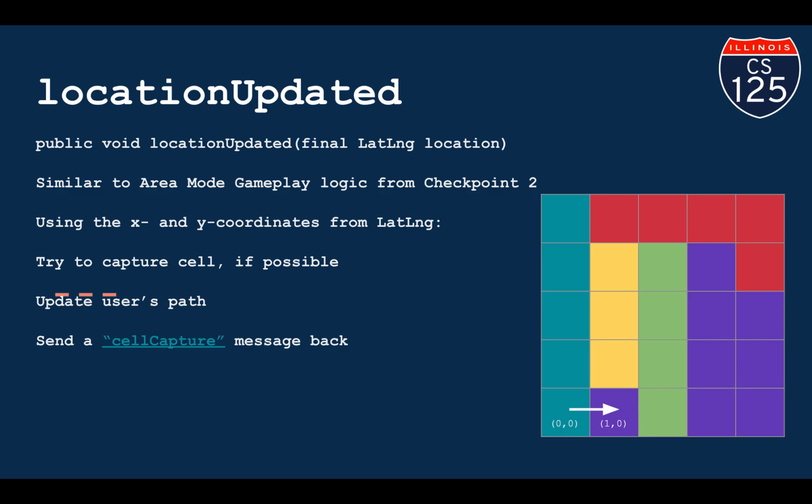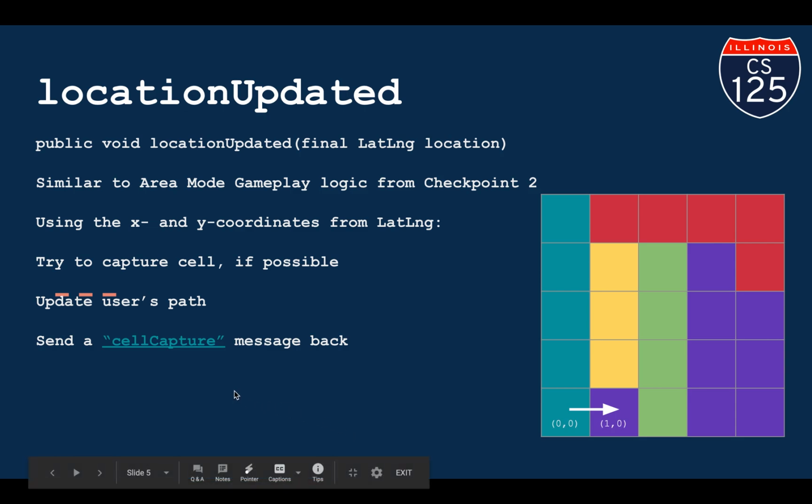The next function to write is location updated. This is really similar to Area Mode gameplay from Checkpoint 2. Basically, we are given a cell and we want to see if we violate the snake rule by capturing it. So using those x and y coordinates from the lat long, we try to capture the cell. If we are able to capture the cell, then we want to update the user's path. However we're keeping track of the grid, we want to mark that cell with our team color.